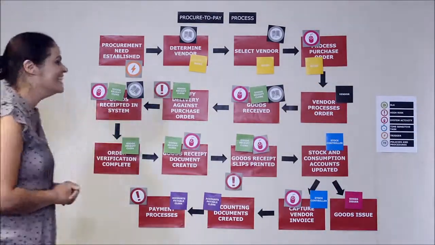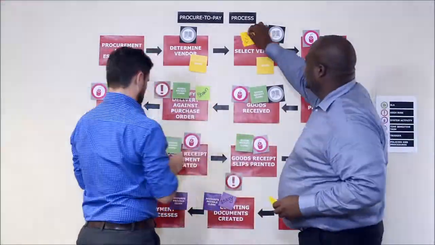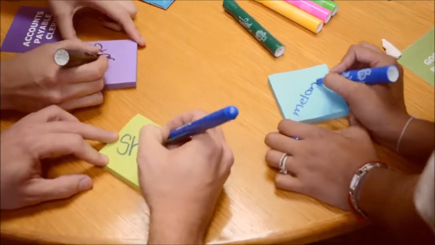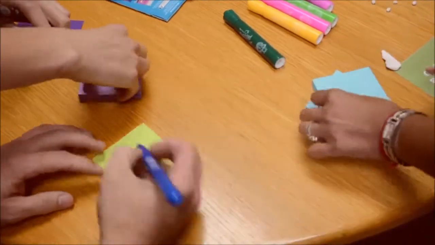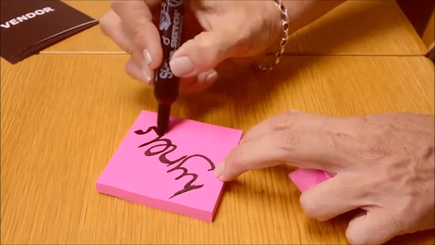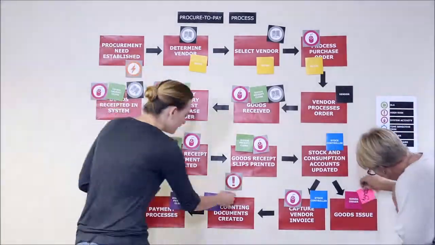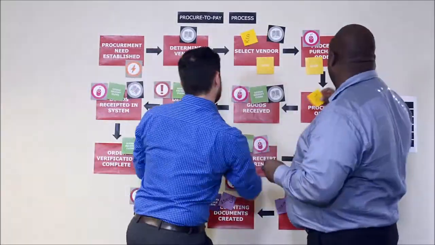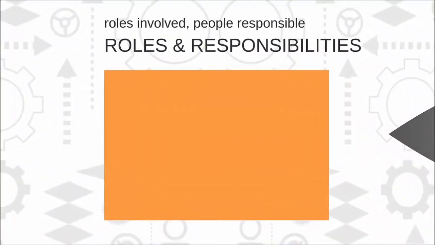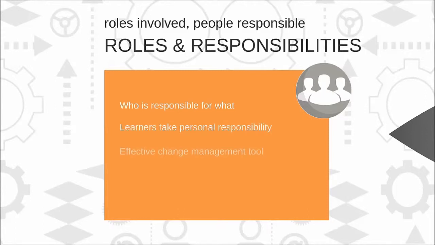We then ask the users to come and place their name against all the activities which they perform. This immediately shows everyone involved in the process where people are performing outside of their role, or where people are not performing the tasks that they should be. The roles and responsibility element generates a lot of discussion on who is responsible for what. This results in the learner taking personal responsibility for the activities that they are involved in. This also increases the level of user engagement and has proven to be an extremely effective change management tool.